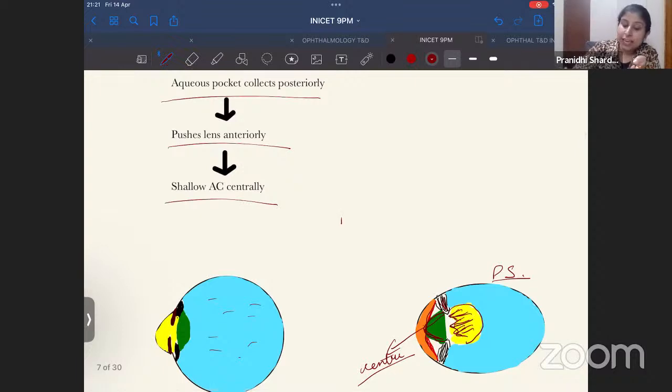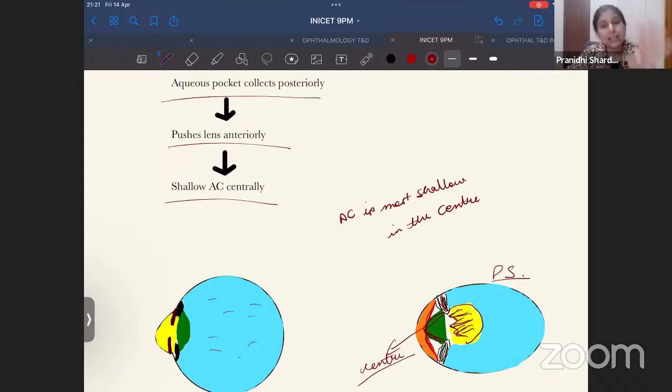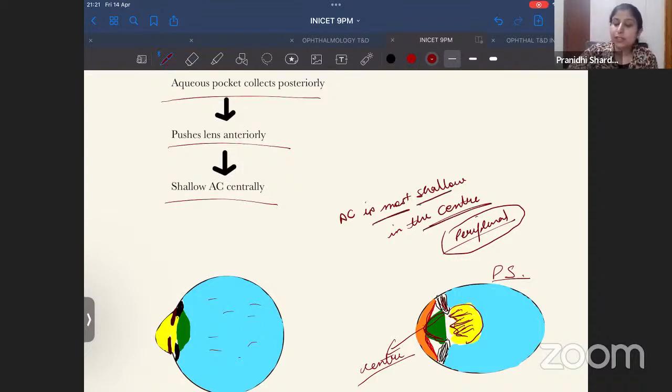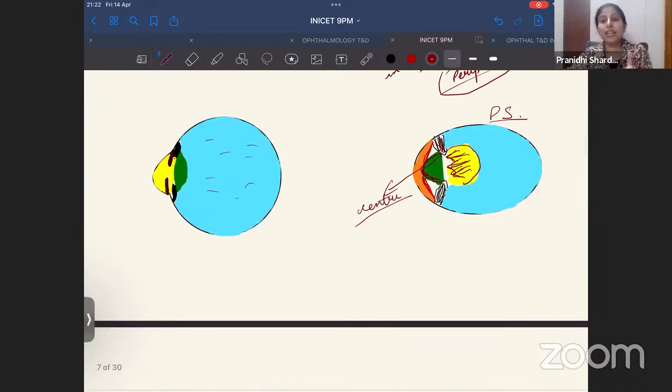Now, one important thing is how to differentiate between angle closure glaucoma and malignant glaucoma. In malignant glaucoma, the AC is most shallow in the center, in the central area, while in angle closure glaucoma, it is most shallow in the peripheral parts. It is not the most shallow in the center, but in the peripheral or the paracentral area, while in malignant glaucoma, it is most shallow in the center of the anterior chamber. Okay, so this is the one important thing.